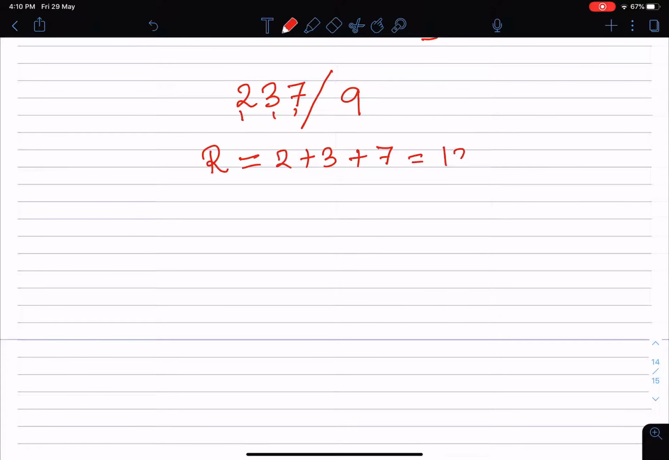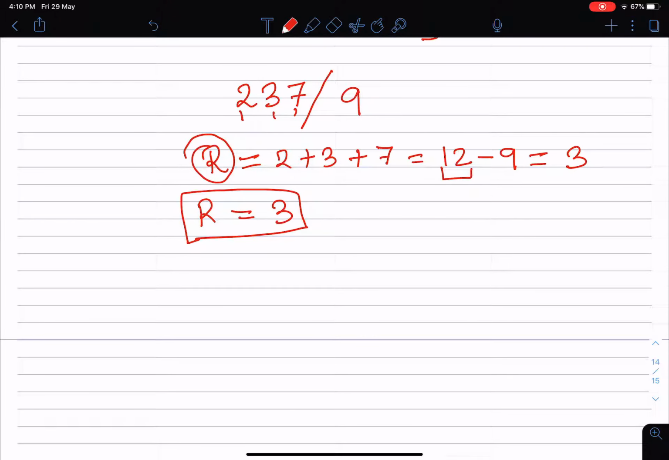12. Now once we find that the number is more than 9, we are going to subtract 9 from that number until we get a number which is less than 9. Okay. Now once we subtract 9 from 12, we will get 3. So my remainder will be 3 for sure. Okay. Now what about my quotient?